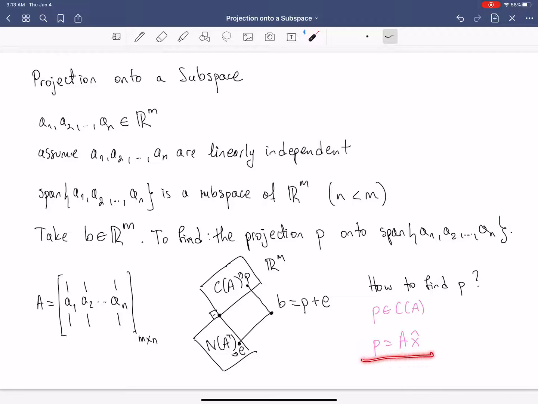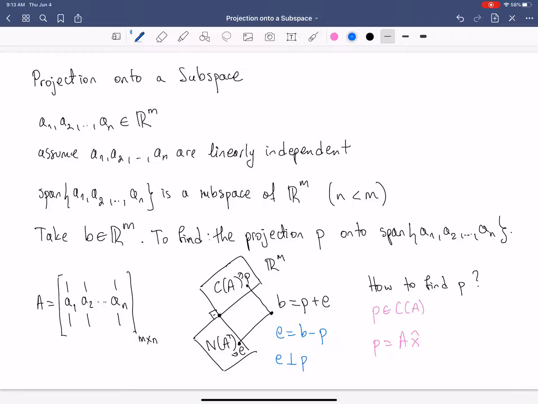We're not trying to solve this equation. We are saying that there is an x hat so that P equals A times x hat. So the goal is to find this x hat. Now, if that is P, what is E? Just again from this equation, B equals P plus E, we know that E is B minus P, which is A times x hat. And because E is in the left null space of A, we know that E and P are orthogonal, right? E is orthogonal to P.